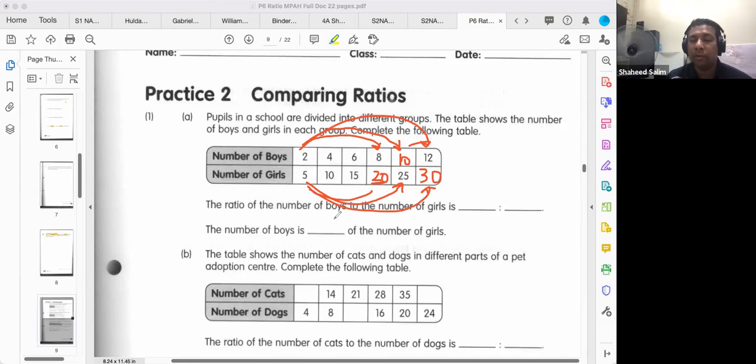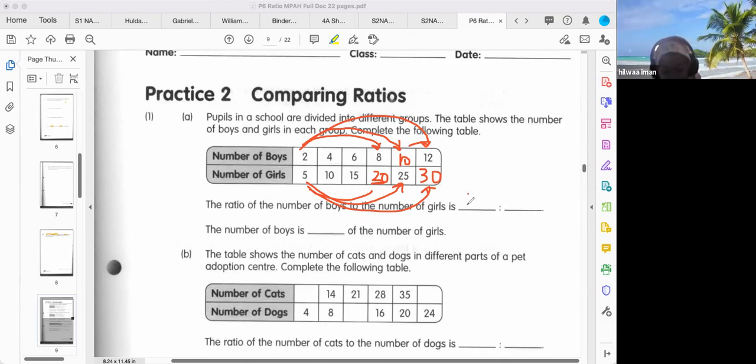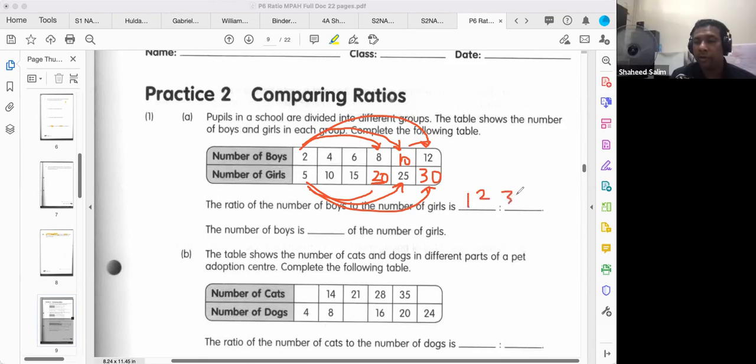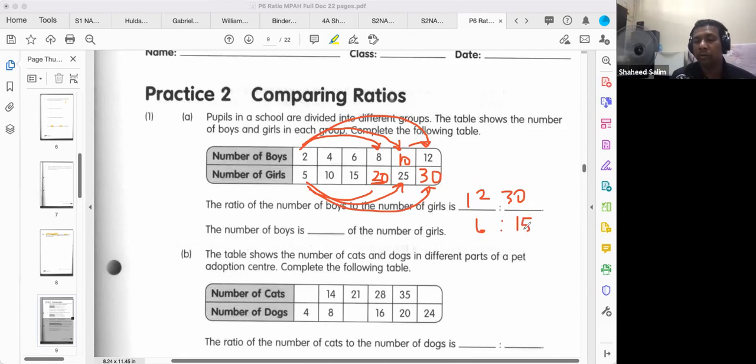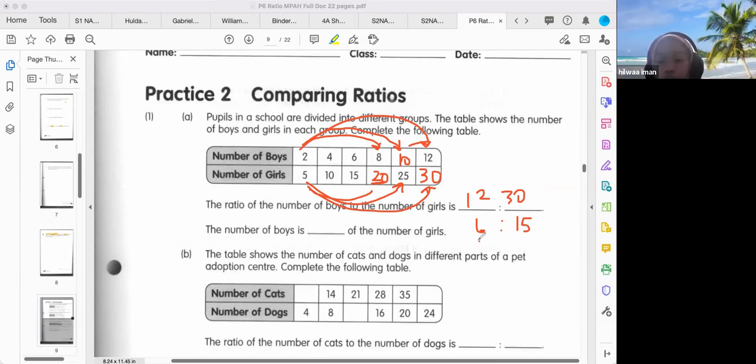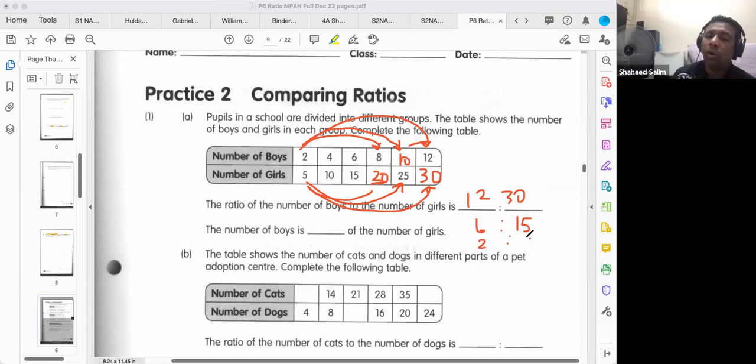So now the ratio of the number of boys to the number of girls is 12 to 30. But you must reduce. It is 6 to 15. Must reduce. Divide by 3. It is 2 to 5.